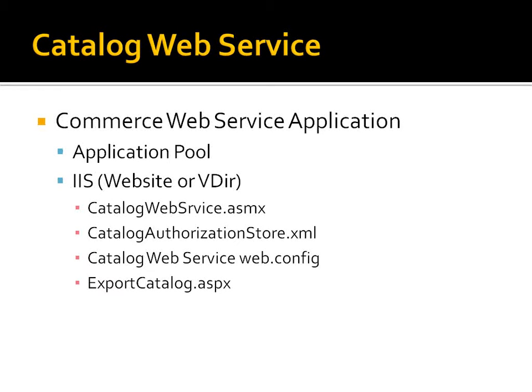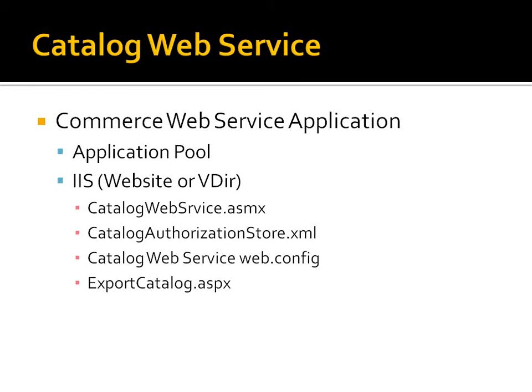The catalog web service is comprised of the following: a commerce application, and the commerce application actually points to either an IIS website or a VDIR depending on how you installed it. And of course the VDIR or the site has CatalogWebService.asmx, which is the web service and all of the methods that you need to access the catalog system.